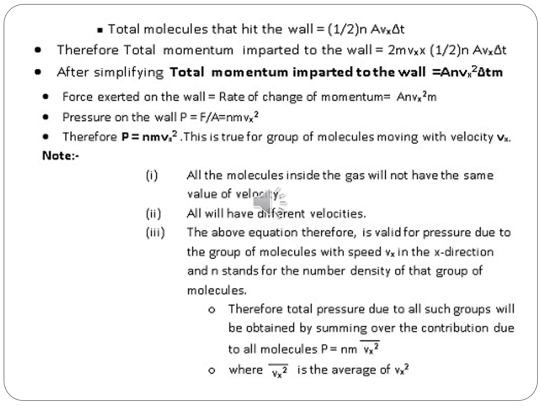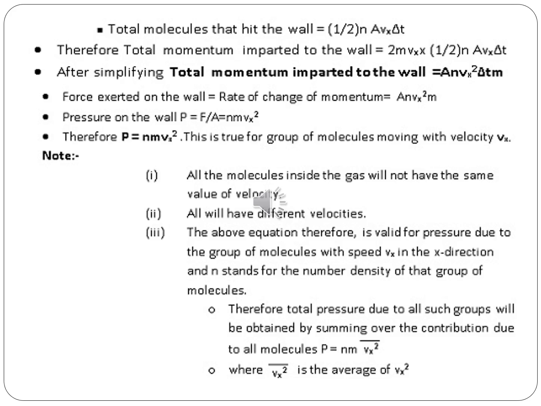Now, the force exerted on the wall is equal to the rate of change of momentum, which is equal to change in momentum divided by time interval delta t, which is equal to A n Vx square m delta t by delta t, which is equal to A n m Vx square. Then the pressure exerted on the wall, P, is equal to F by A, which is equal to n m Vx square. Therefore, P is equal to n m Vx square.